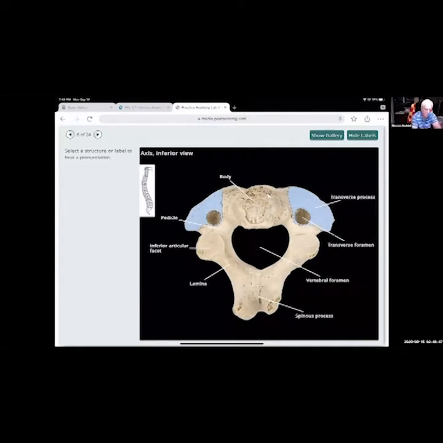And the transverse foramen runs through that for accessory nerves. You have the main body of the vertebra. Body. Okay. And your inferior articular facet, which articulates with, like you said, C3. And then the lamina. Is that bone structure right there.